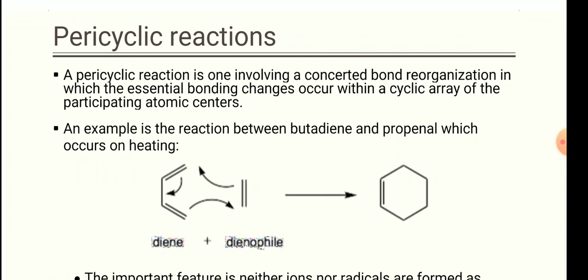An example is the reaction between butadiene and ethene. So here butadiene is the diene and ethene is the dienophile. If you just supply heat and take these two components, then you will get cyclohexene very easily. So this is the beauty of the pericyclic reaction. By using two components and just heat, no costly reagent and other things, you will get cyclohexene.